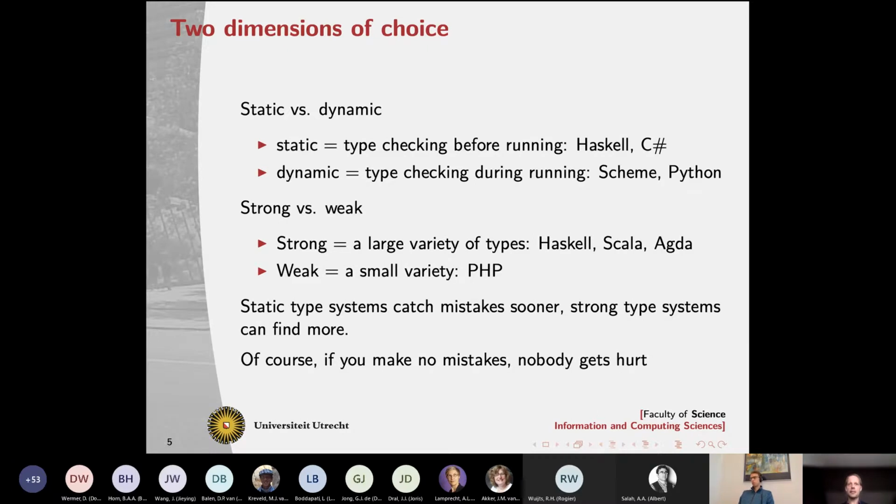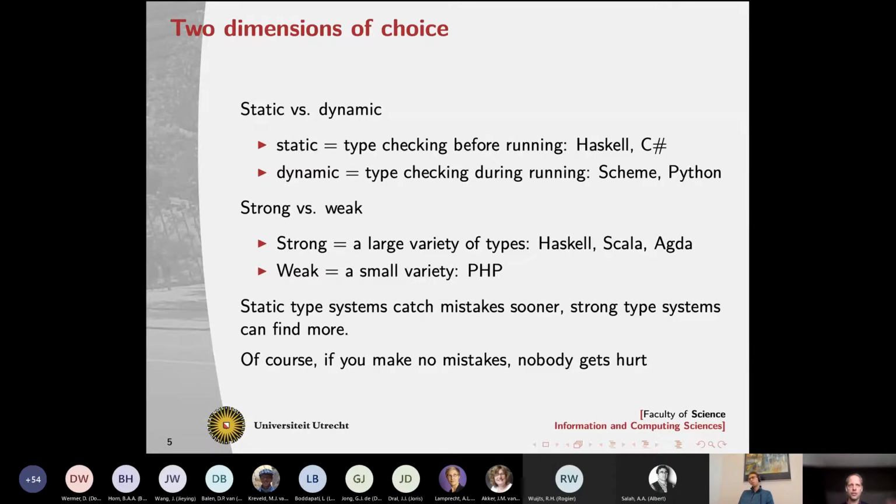Other languages are dynamic, and there the type checking is performed during running. So for example, Scheme is an example of a functional programming language that doesn't do static type checking, and Python is an example of an object-oriented language that does not either. And in the end, if we talk about realistic programming languages in real life, then most programming languages are somewhere in between static and dynamic. Some of them are checked maybe beforehand, some of them are maybe checked during runtime.